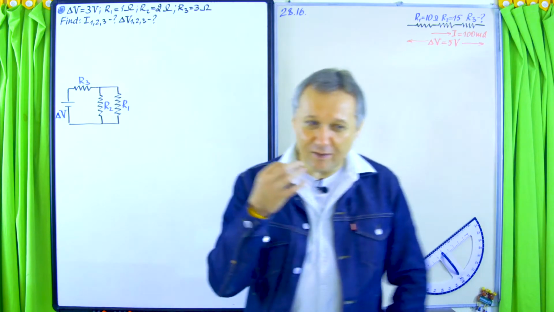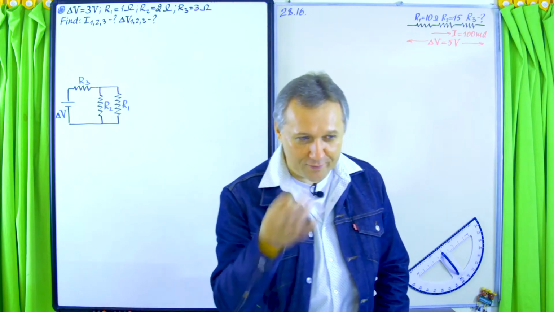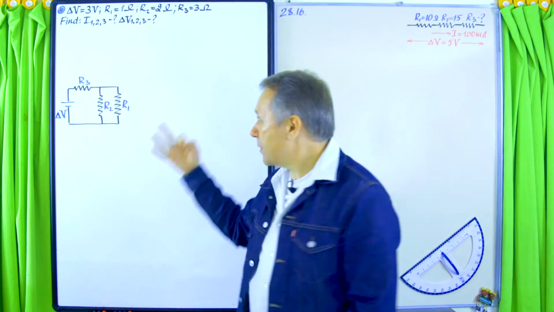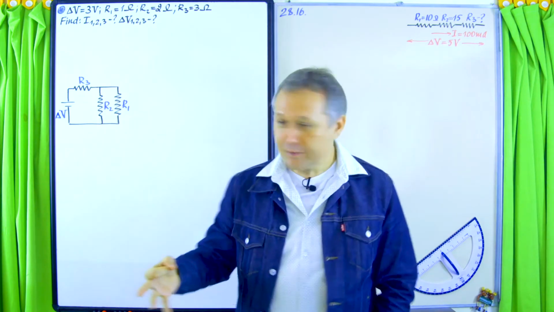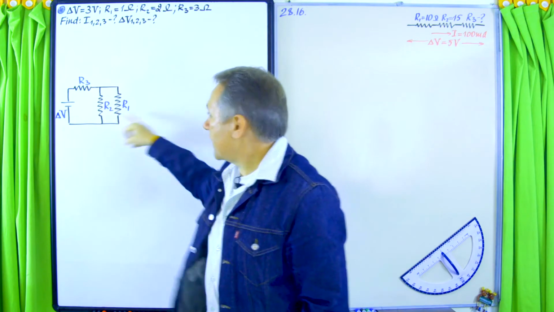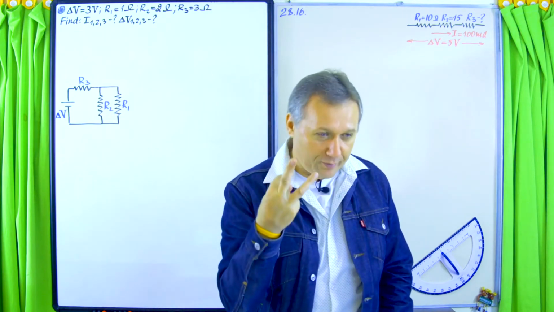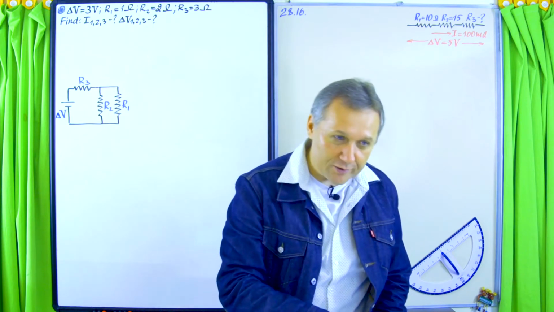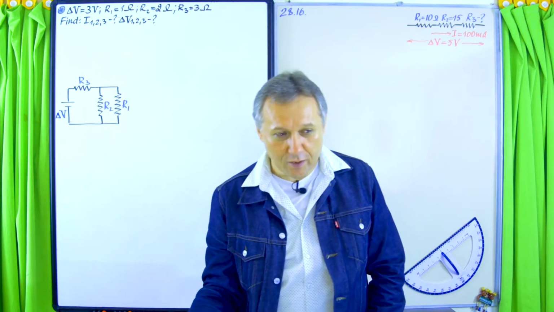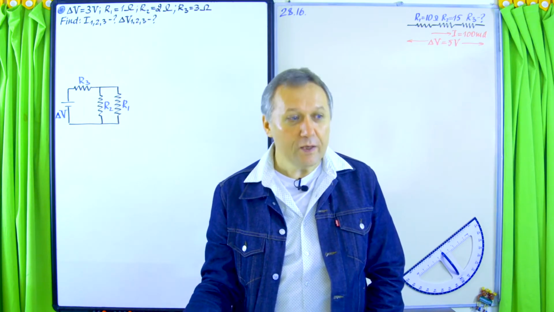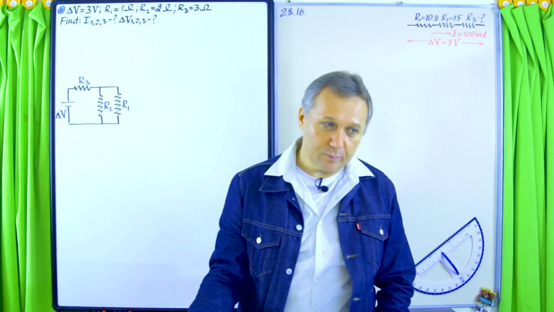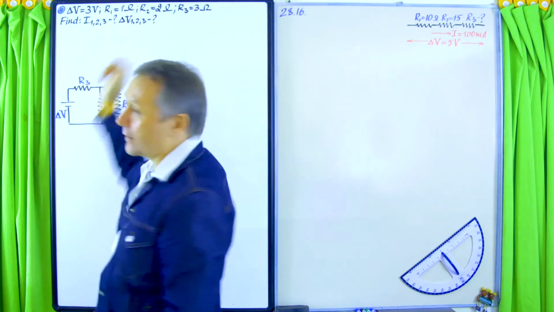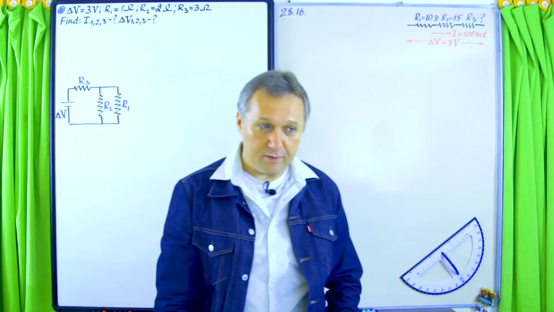Again, what does it mean, analyzing a circuit full of resistors? You need to know 3 parameters about each of these resistors. Since resistances are given, only 2 parameters remain: the current through each resistor and the potential difference across each of these resistors. So eventually we need to find 6 parameters: I1, I2, I3, delta V1, delta V2, delta V3.